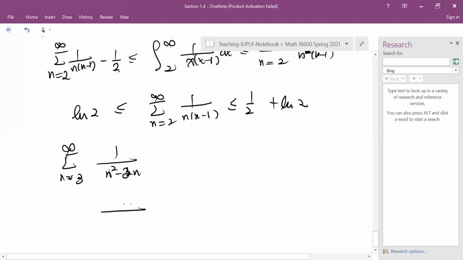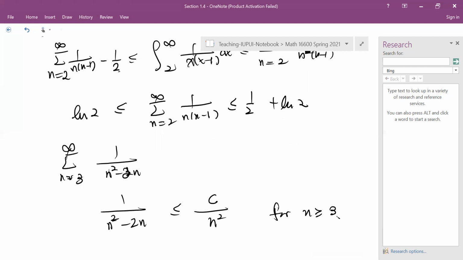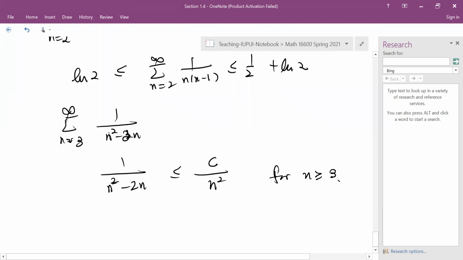But you can use a comparison test. The question is, what kind of constants can we put here for n greater than or equal to 3? Think about it. Can you figure out this constant? If you're not sure, put 100. It's guaranteed.